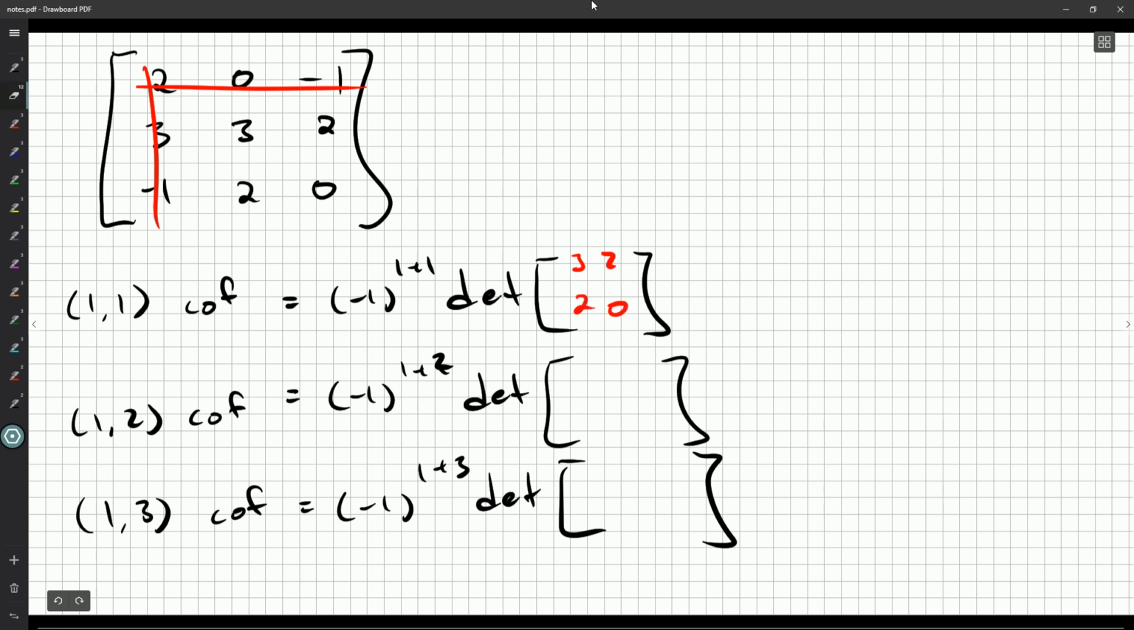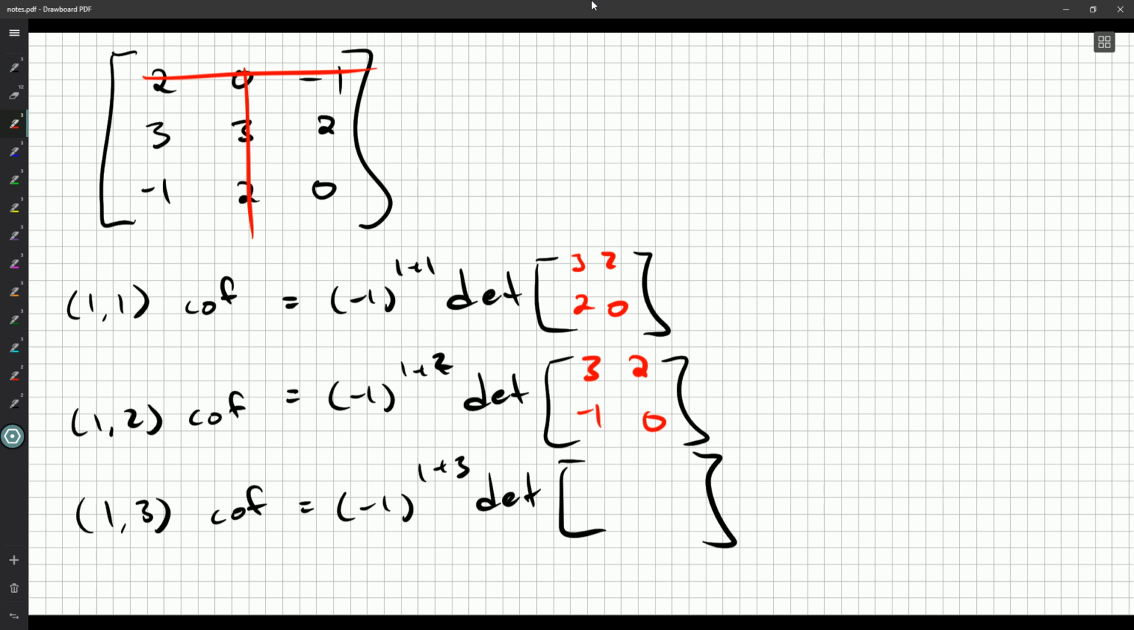This would be a bit more annoying if it was a 4 by 4 matrix, because to find those determinants, we'd have to cofactor expand them. But these are going to be 2 by 2 matrices, so 2 by 2 determinants. We'll just use the little formula. 3, 3, negative 1, 2.